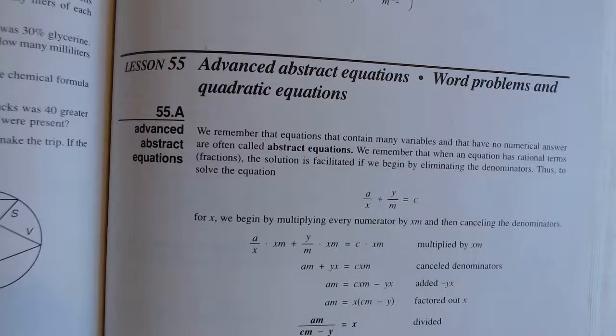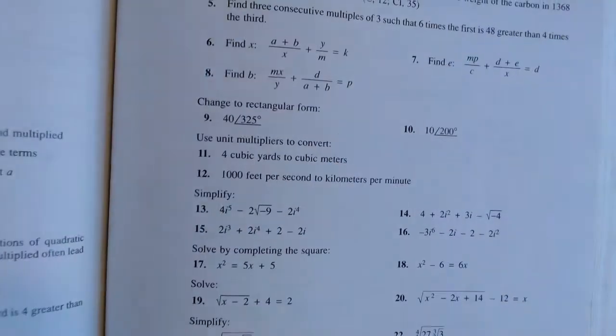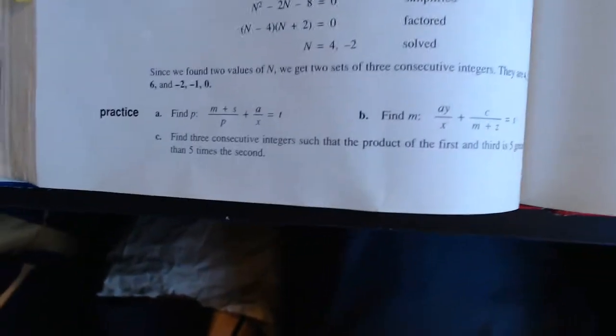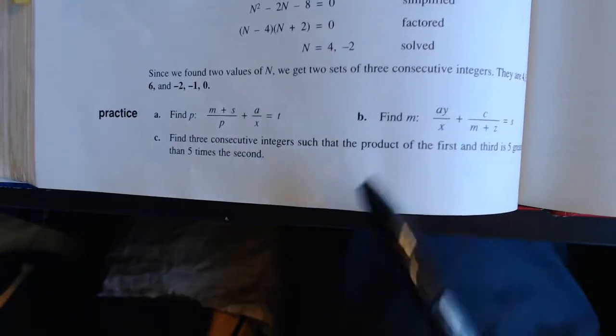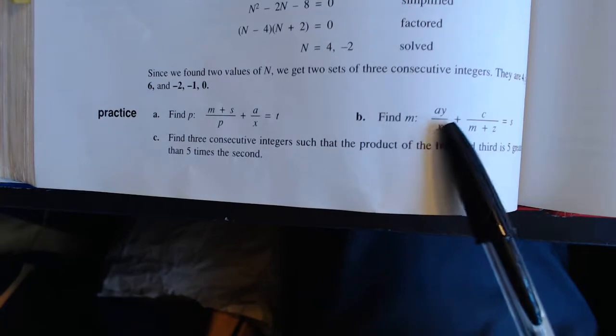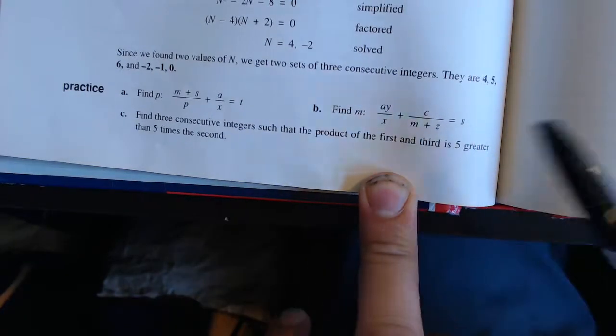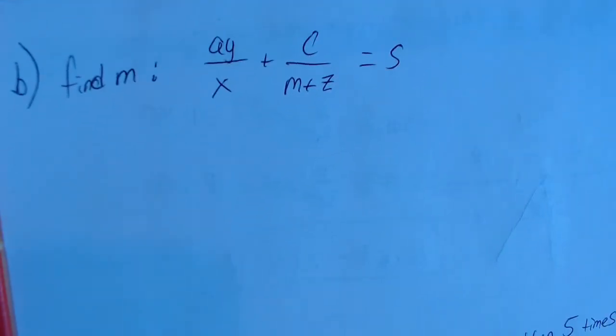Algebra 2, Lesson 55, Advanced Abstract Equations and Word Problems and Quadratic Equations. Alright, so starting in the practice, we're going to start with B. They tell us to find M, and then they give us this crazy looking equation with nothing but letters. This is really going to test your algebra skills and how they relate to fractions and common denominators.